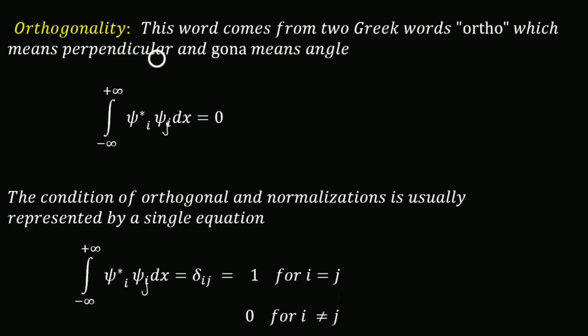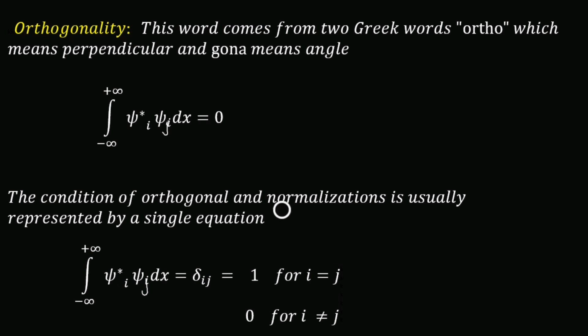Orthogonality in quantum physics. These words come from two Greek words, ortho, which means perpendicular, and gona, which means angle. Check this integral, from minus infinity to plus infinity of psi i star psi j dx, is equal to 0. Here psi i and psi j are two wave functions. If this condition holds, which means the integral of psi i star and psi j with respect to dx is equal to 0, then we say that these two wave functions are orthogonal to each other.